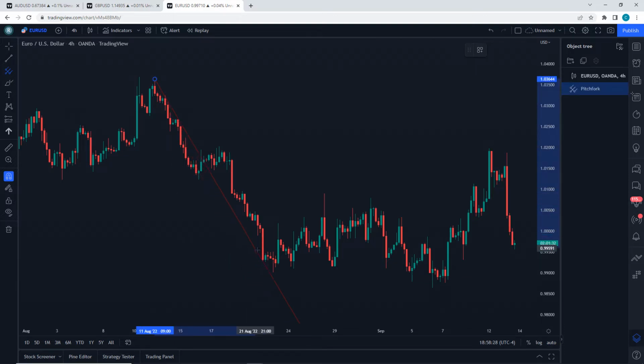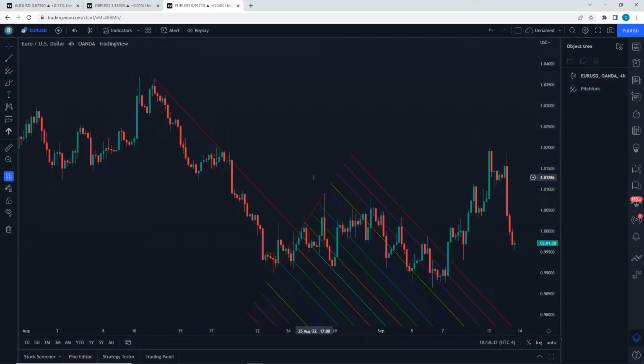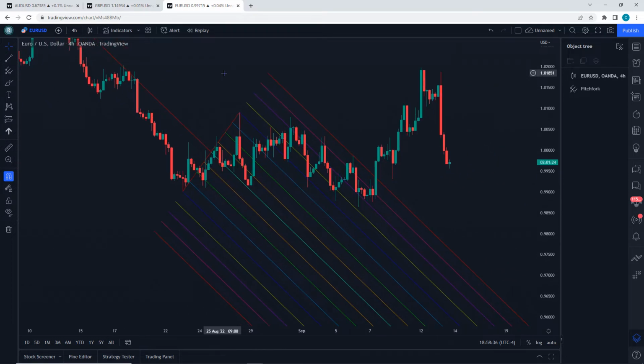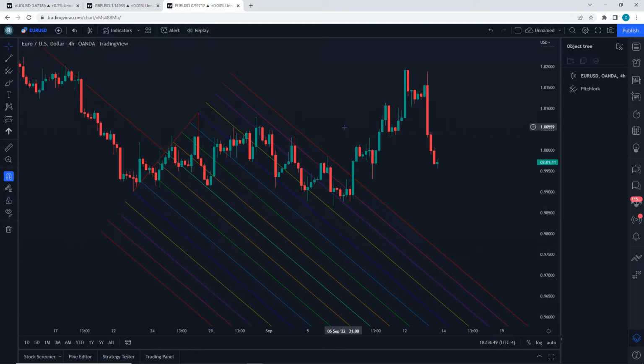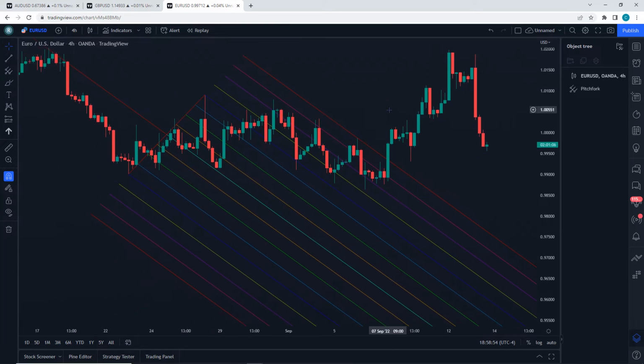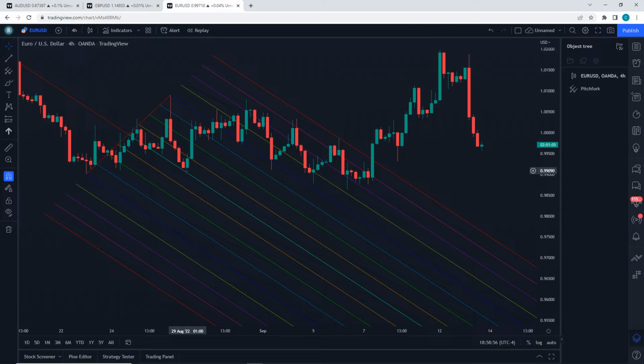And this particular pitchfork, I've kind of customized the settings myself. But the thing with pitchforks, if you find the right angle, and there's different ways to do that, the price play in these channels can be extremely precise and helpful. As we can see just here on the 4-hour, we can see the relevance and the power some of these are holding.